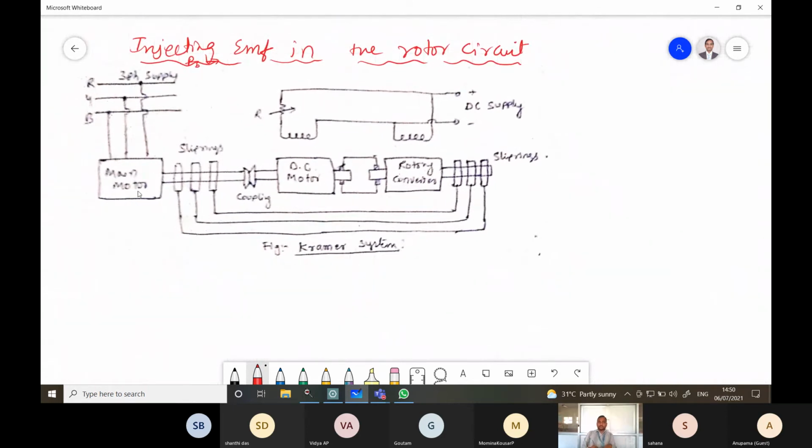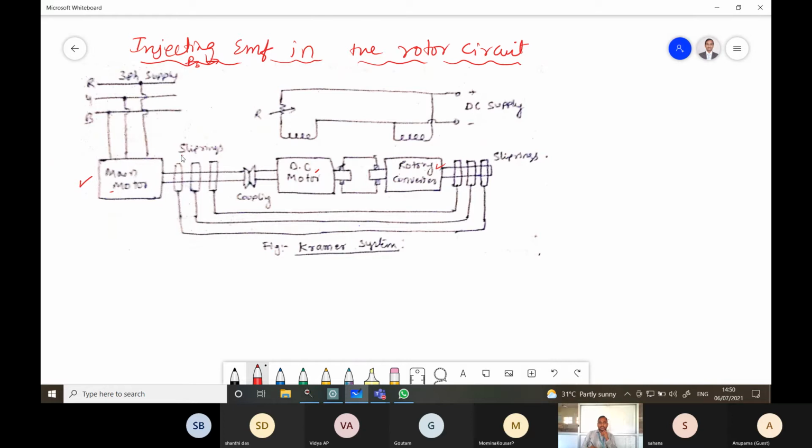There is a main motor whose speed is to be controlled here. This is the main motor connected to the supply mains RYB. The three-phase supply is there, and the stator of the main motor is connected to RYB. The main motor is coupled to one DC motor as well as a rotary converter. The DC motor shaft is coupled with the main induction motor.